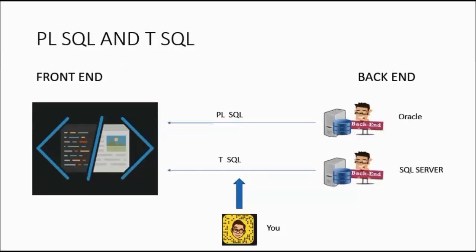Now there are two varieties of SQL. We have PL SQL and we have T SQL. In order to understand this, you need to understand that there are two types of databases that are majorly used across all the industries. We have an Oracle database, and then we have a SQL Server database. Now, PL SQL is just a language to pull the data from an Oracle database, and T SQL is the language that we use in order to pull the data from a SQL Server database.